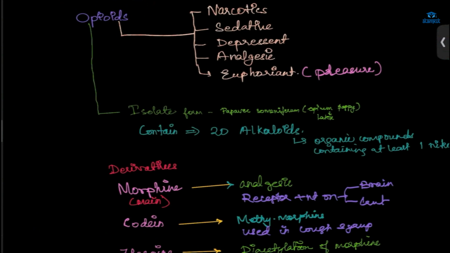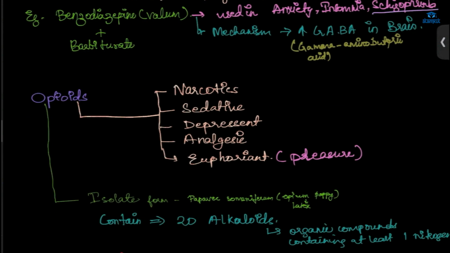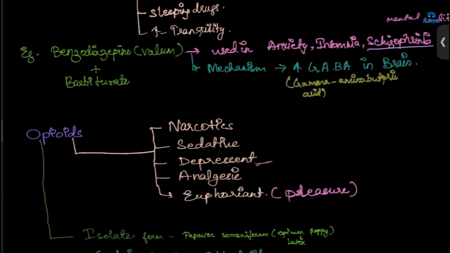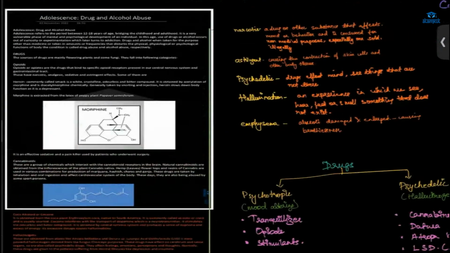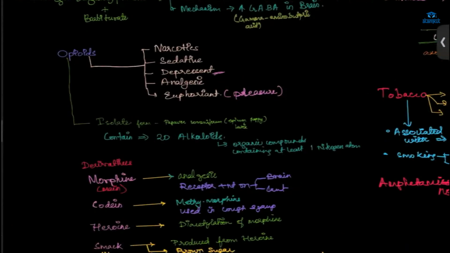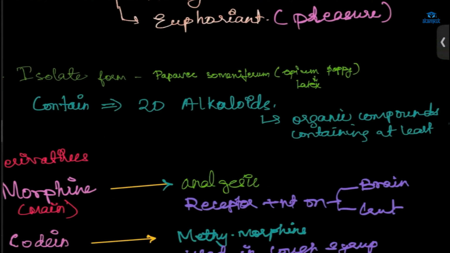Next, we have opioids. These are narcotics, sedative and depressant, analgesic, and euphoric. That means it gives pleasure, a pleasant feeling. This also calms down and gives a pleasure feeling. And this is not anesthetic.